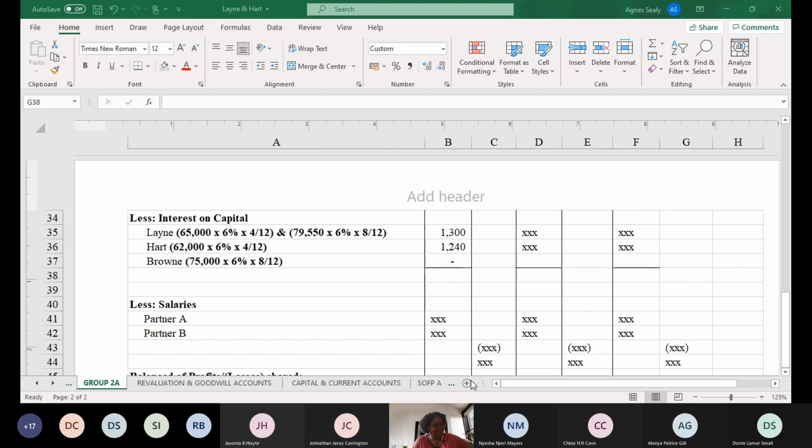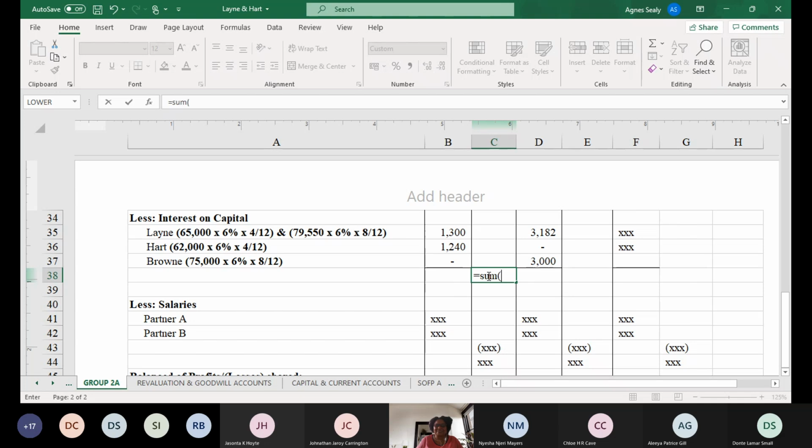Okay, great. Jonathan, what was the figure you were giving me? I was giving you 3182. Right, and Brown is how much? 3,000. 3,000 is right. So now we are going to add those.